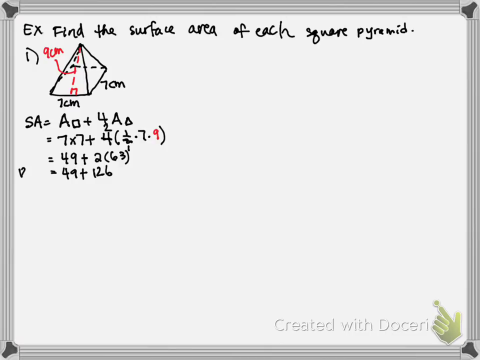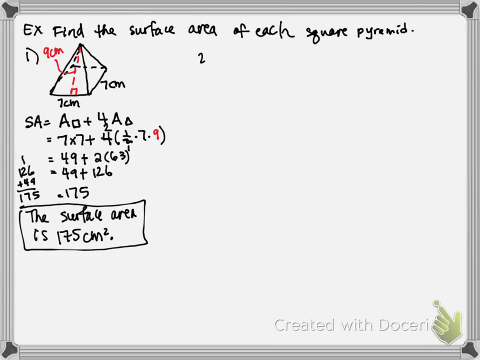So I'm going to line those up and add them together. I get a 15, 6 and 1 is 7, 1. So I get 175. So the surface area is 175, and because it's area, it's square centimeters.